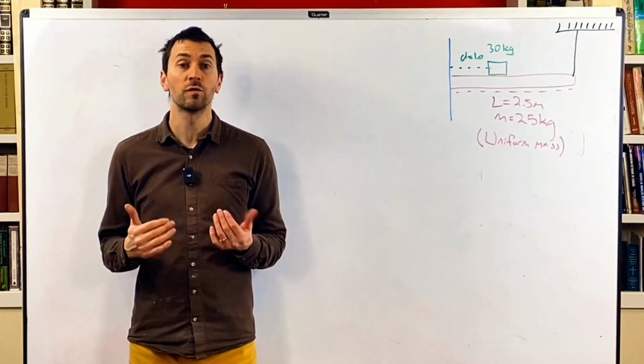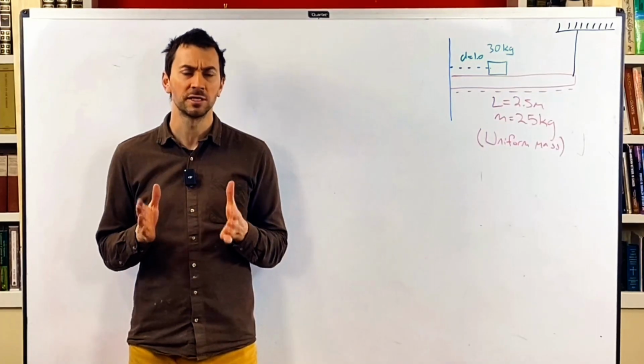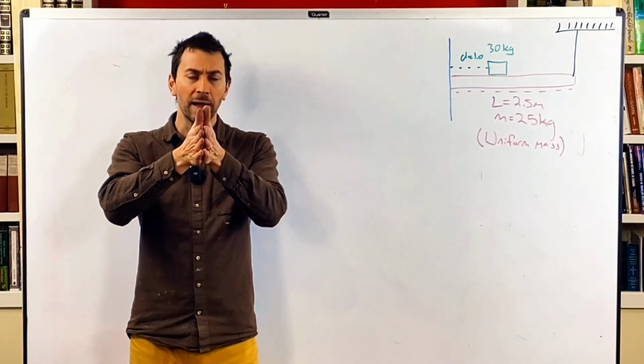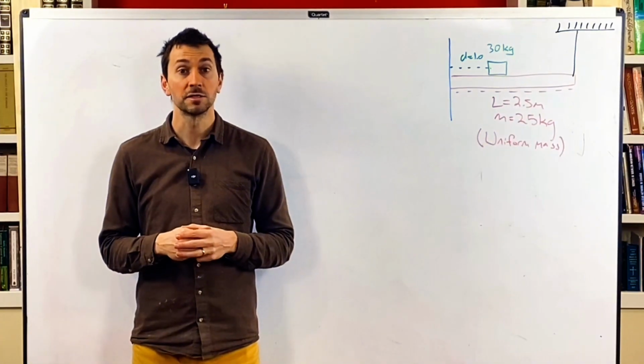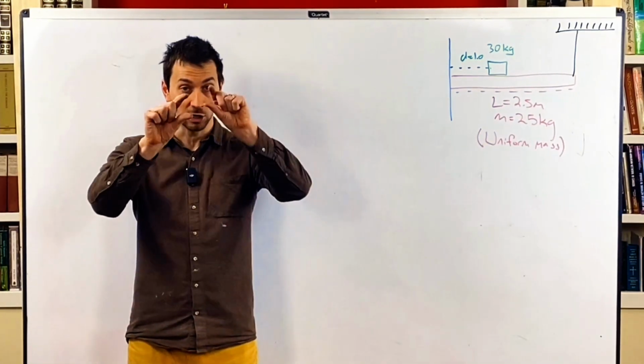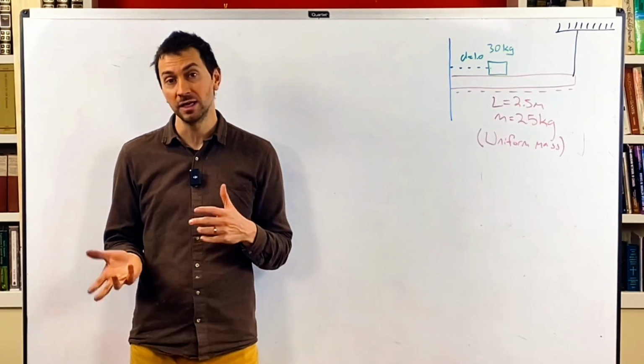The idea of uniform means evenly distributed, and we can just imagine it's the same thing as if the mass was coming from the middle. Technically, we call this the center of mass. The center of mass of this beam will be in the middle of the beam. So let's draw a torque free body diagram.